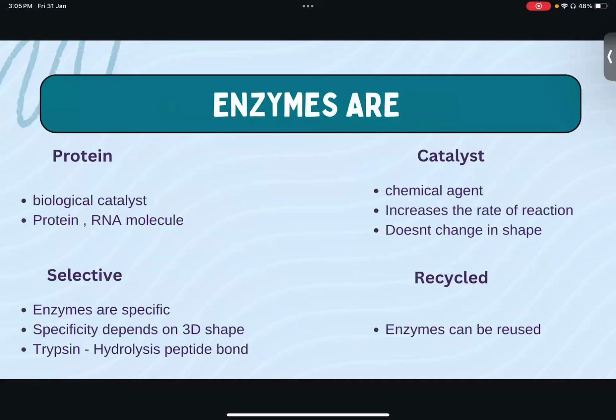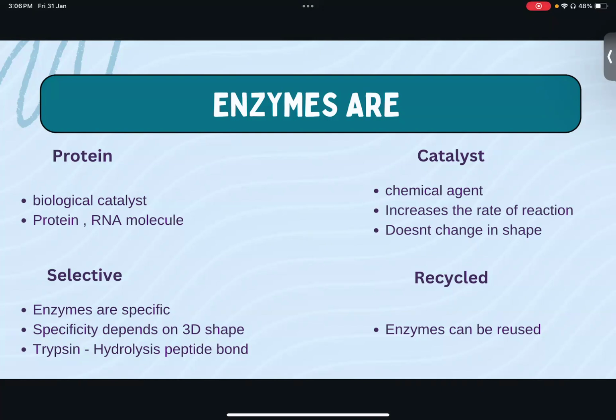So what are enzymes? Enzymes are proteins. They are biological catalysts. They can either be made from protein, or they can be RNA molecules such as ribozymes, which are used for RNA splicing. They're chemical agents that increase the rate of the reaction by lowering the activation energy, and they do not change in shape. They're the same shape throughout the reaction.